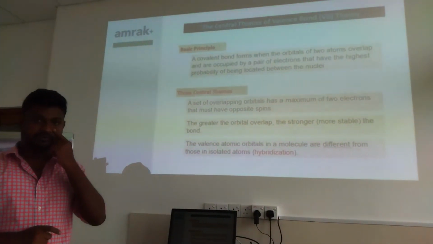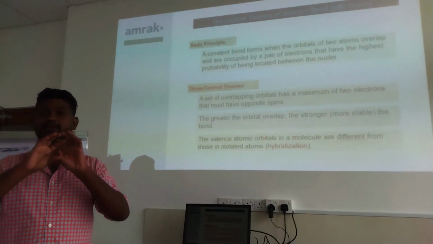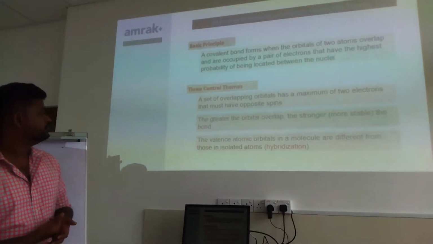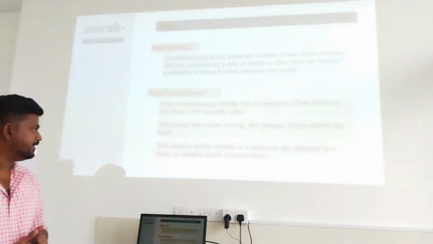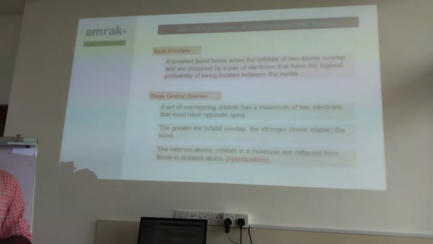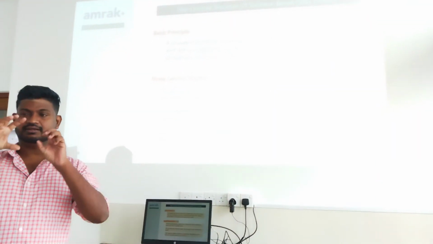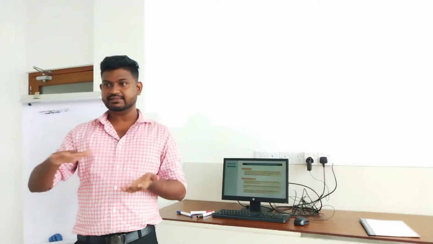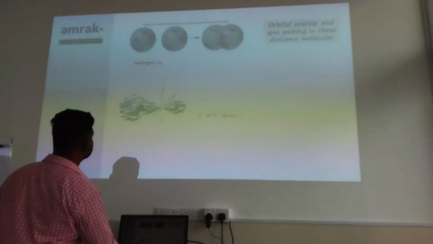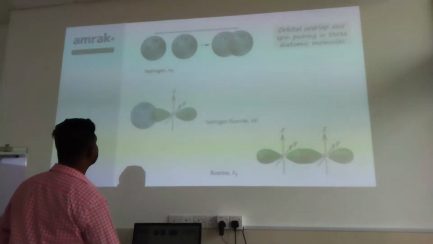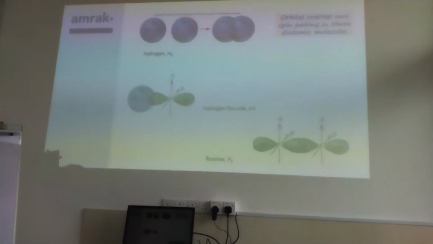Like in order to make a bond, they have to overlap and they have to make hybrids. Okay? So the valence atomic orbitals in a molecule are different from those in isolated atoms; this is called hybridization. Right? So now let me say there are two atoms, they make a bond. First they have to hybridize. So then they will come to a common energy state. Then only they can make the bonds. Right? That is hybridization. I'm not going much into this. I'll just give you the very basics, right?